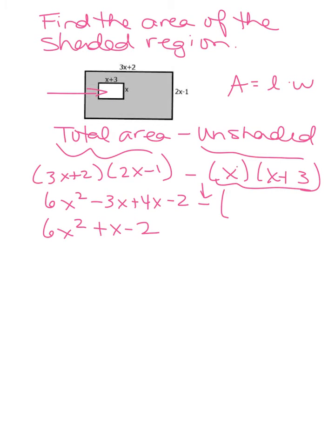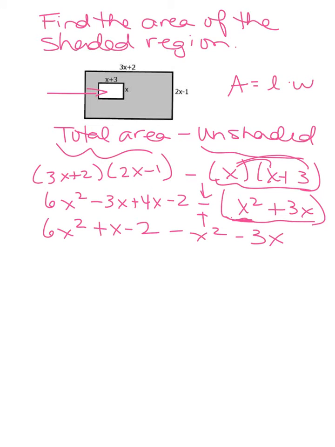So x times x gives me x to the second. X times 3 gives me positive 3x. A common mistake that students make a lot of times is not putting this expression in parentheses and just taking this negative and attaching it to the x squared and not the 3x. That's where we have to be careful. So now I'm going to distribute that negative, so I get negative x to the second minus 3x.